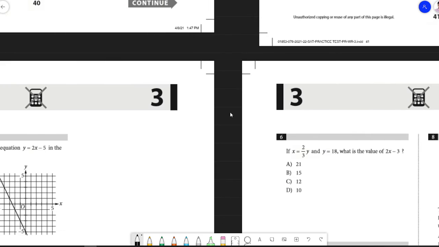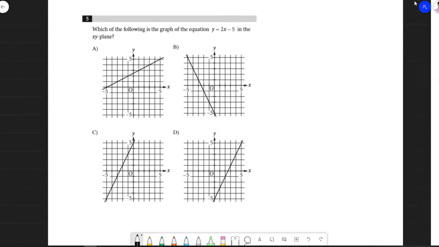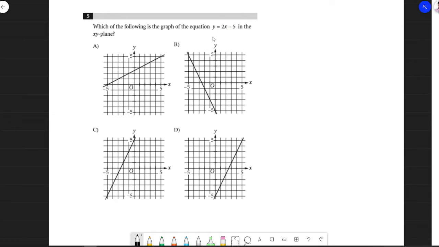Now question 5. Which of the following is the graph of the equation y equals 2x minus 5? See, the y-intercept is negative 5. So automatically options A and C will get cancelled. Why? Because both of these graphs are passing through 5 on the y-axis. So either B will be there or D will be there.